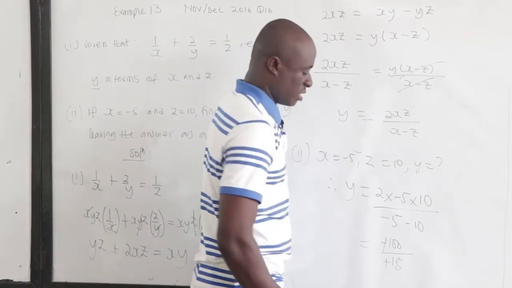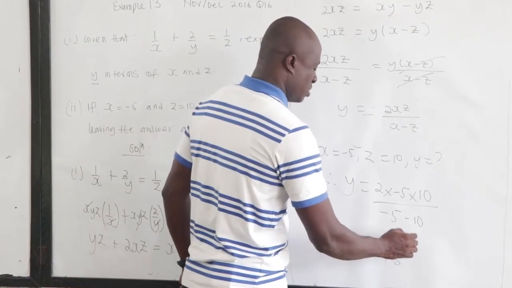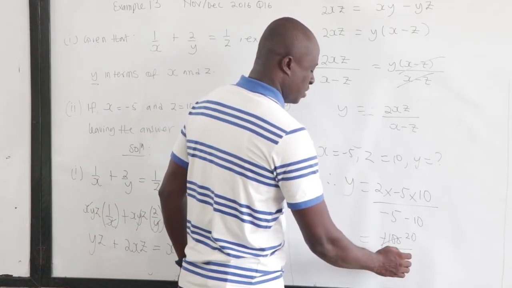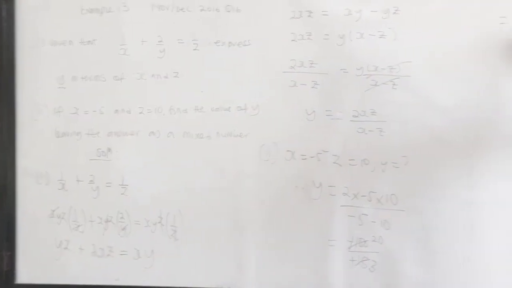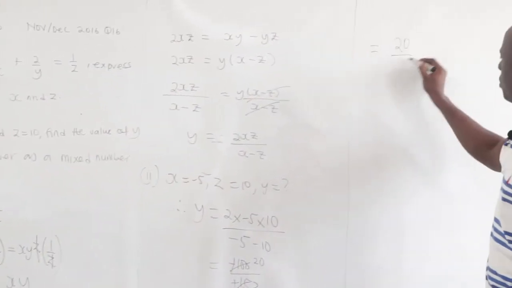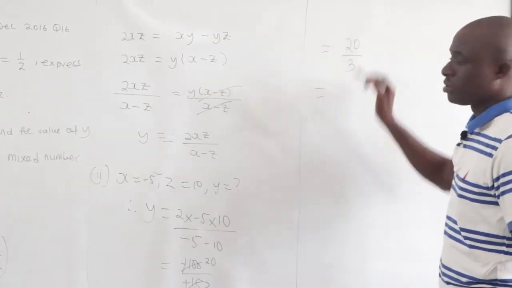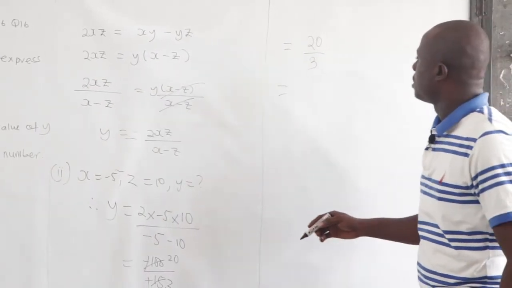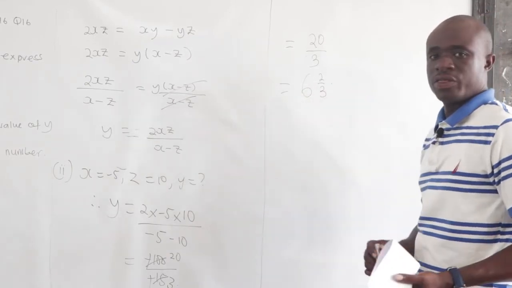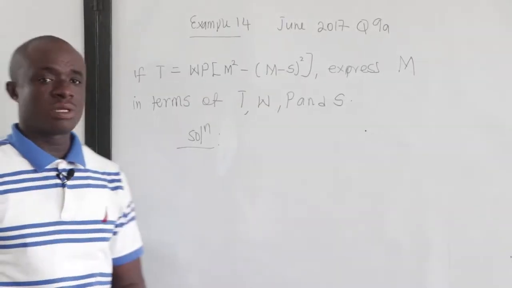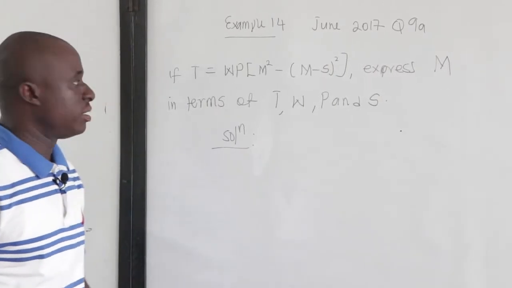Now this negative will cancel out. 5 will go into 100, that is 20. 5 will go into 15, that's 3. So we have 20 all over 3. How many times will 3 go into 20? That will be 6 times, 6 and 2 over 3.